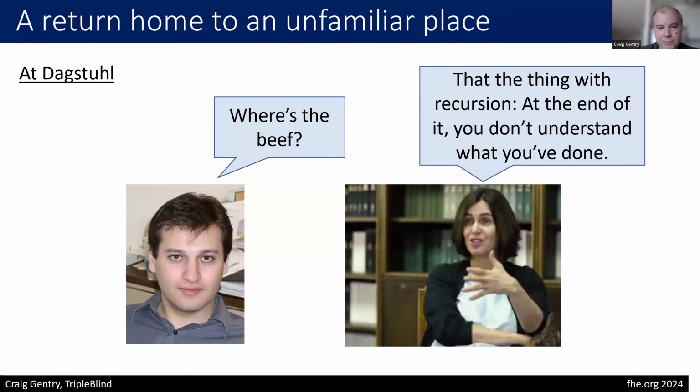And as part of the shepherding process, Shafi said, why don't you describe this at Dagstuhl? I just remember describing it to Yevgeniy Dodis, and I said, well, it's pretty simple. You just have an encryption scheme that's capable of evaluating its own decryption circuit. Lattice-based crypto has this property, with some modifications, and then you can just go on forever. And he was like, but where's the beef?